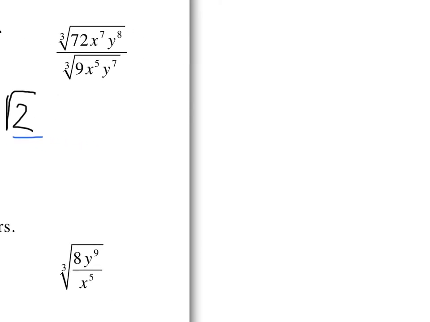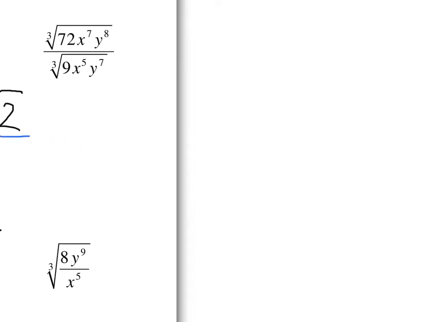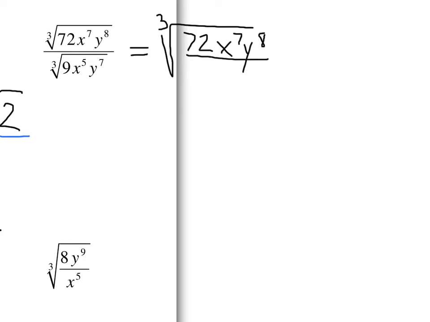Look at this mess. This is hideous. What can we do about this? They're both cube roots. So why don't we start by just making it one big cube root and go ahead and do our division. We have 72, x to the 7th, y to the 8th, over 9, x to the 5th, y to the 7th.